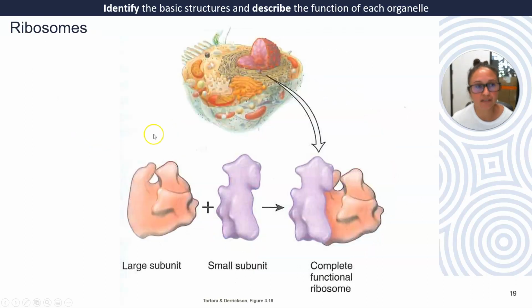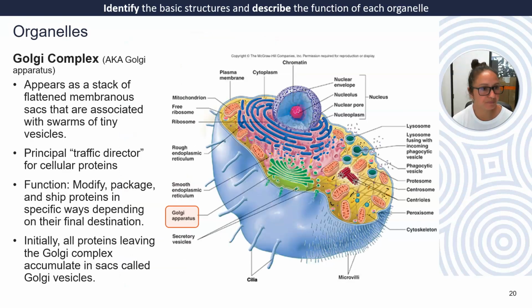Just to give you an idea of what the ribosome looks like, this is probably not the clearest picture, but this is the rough endoplasmic reticulum and the smooth. The ribosome is made up of two parts, a big part and a small part, and they lock in together, and then they do what they're supposed to do. Again, we'll look at them when we do protein synthesis. Just be aware that we have ribosomes as an organelle in our cells.